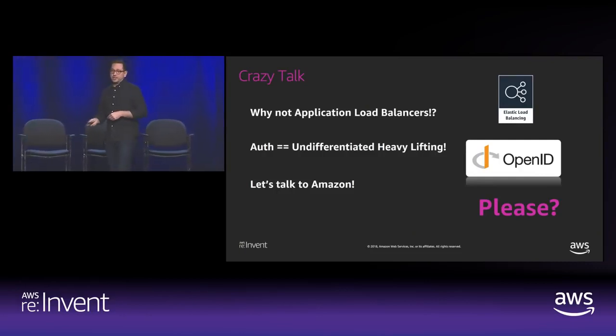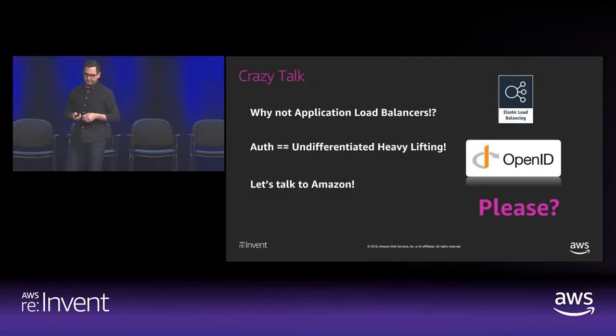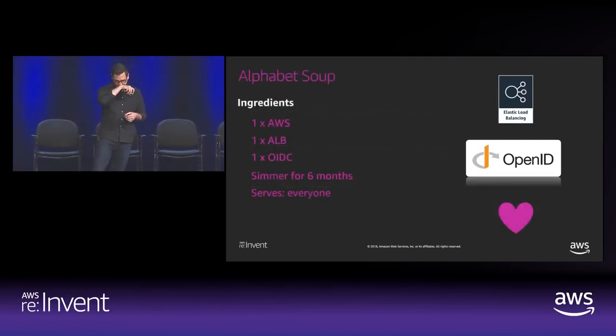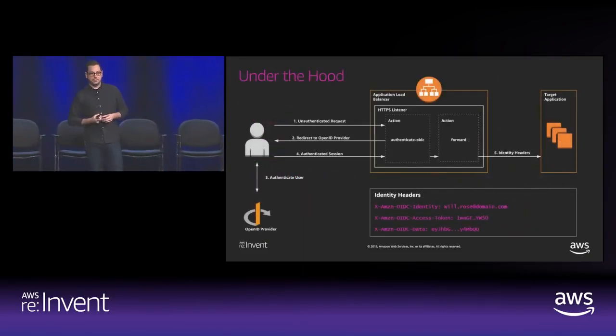So being an OpenID Connect shop and already leveraging application load balancers, we came to Amazon and asked if they had anything in the works. And here's what they cooked up. It's OpenID Connect natively implemented on the application load balancer. Now, behind the scenes, you get some new capabilities that look like this.